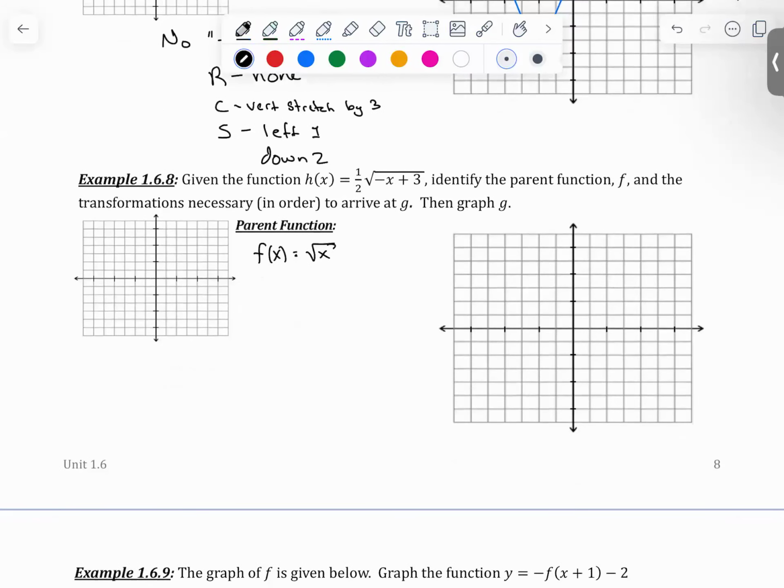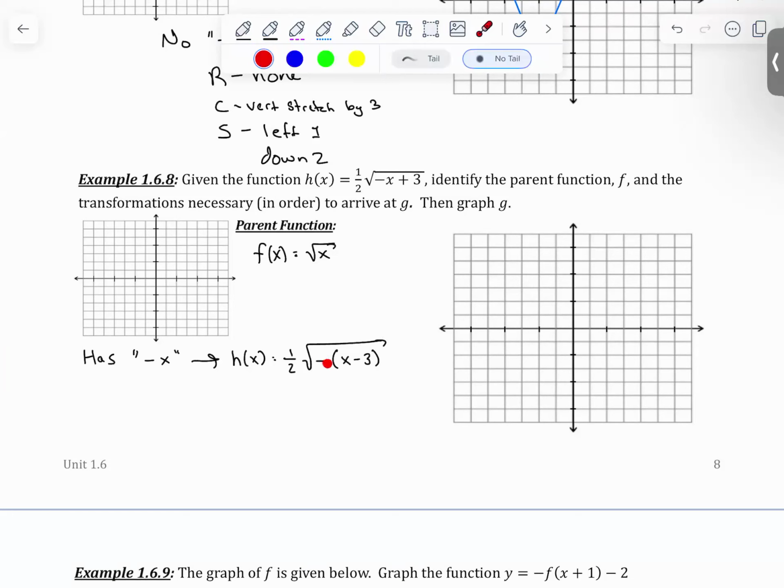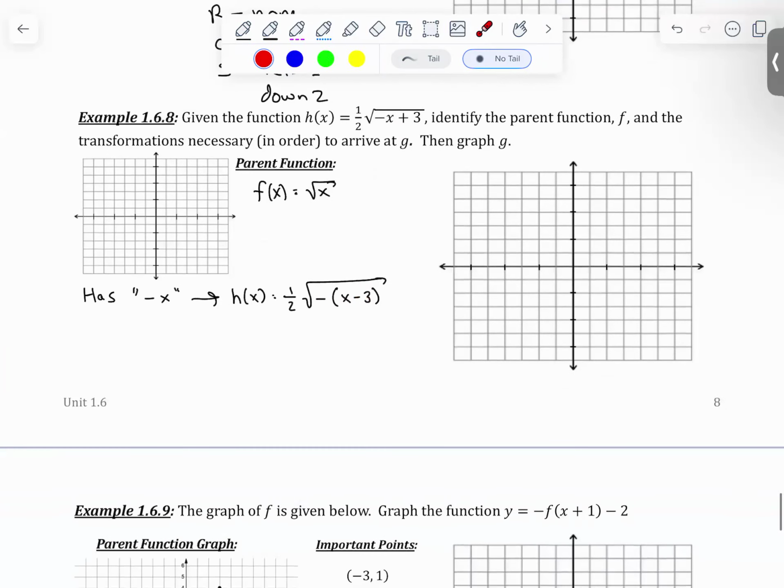And so there is a -x, quote unquote. So we're going to convert it to h of x equals 1/2 square root of negative parenthesis x minus 3. Because we factored in a negative sign on the inside, that's going to change the sign of everything involved. That's why it's now -3. Now that we've done that, we follow RCS, the really cool stuff.